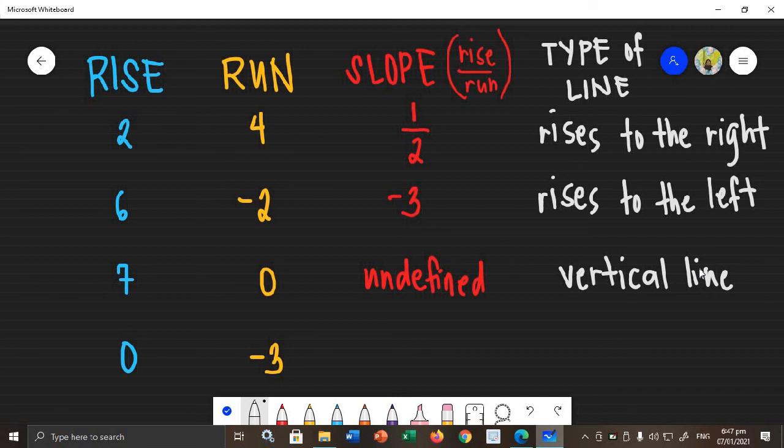Okay? And then lastly, the last example, we have 0 as our rise and then -3 as our run. If we simplify this, that will be equal to 0 over -3. And kapag yung numerator nyo ay 0, that is equal to 0. Okay? And if you get a 0 as the slope, you can picture out that the graph of this slope is a horizontal line.